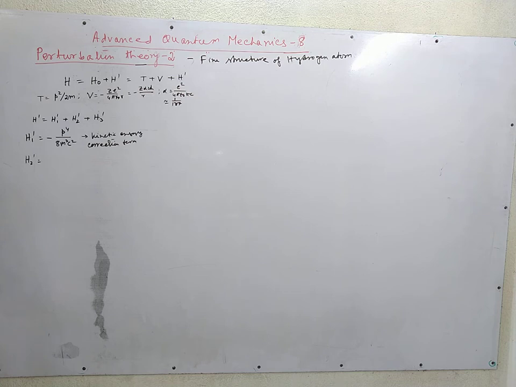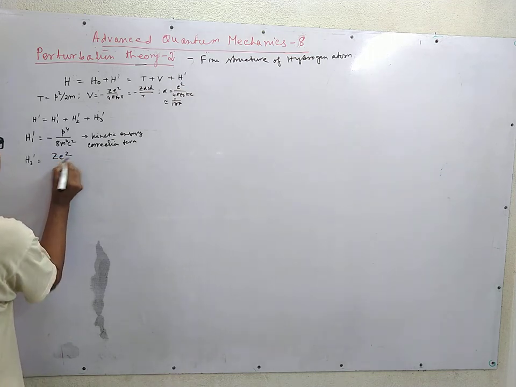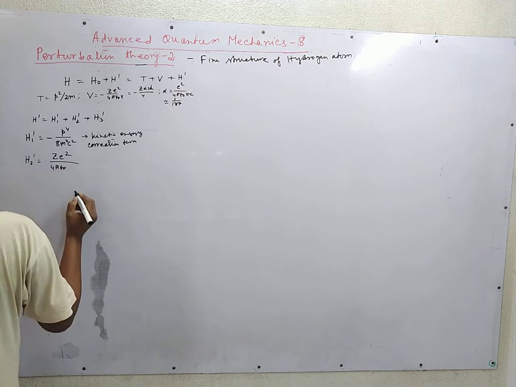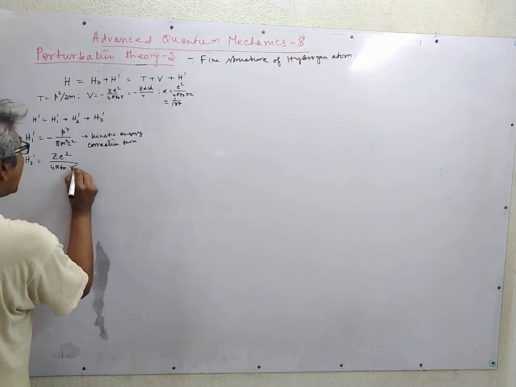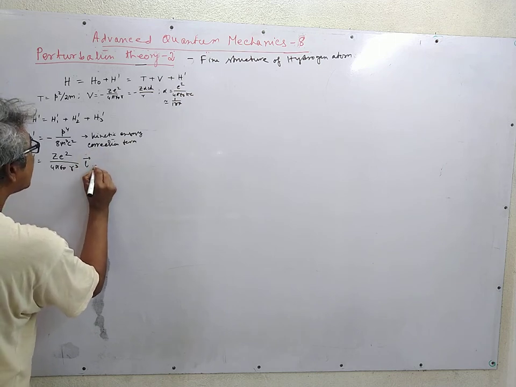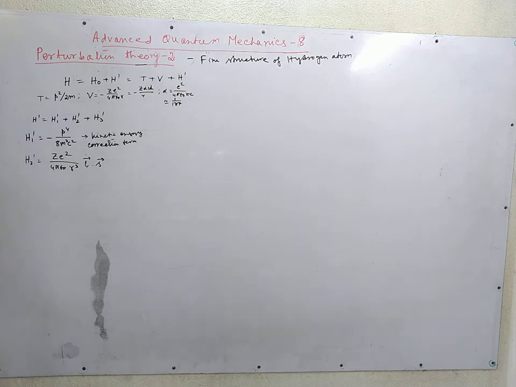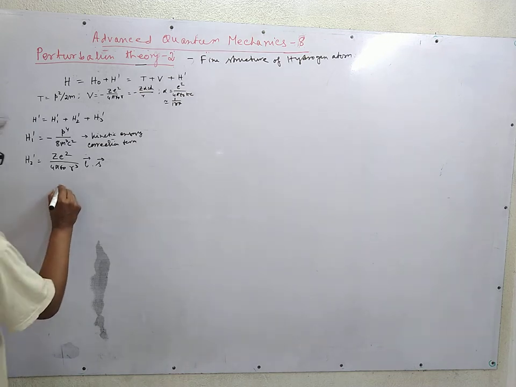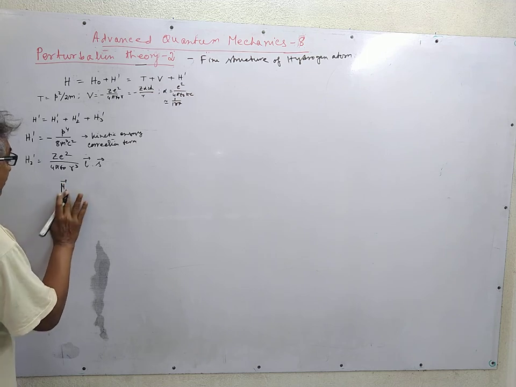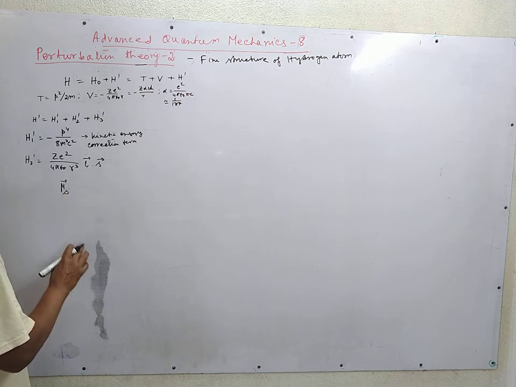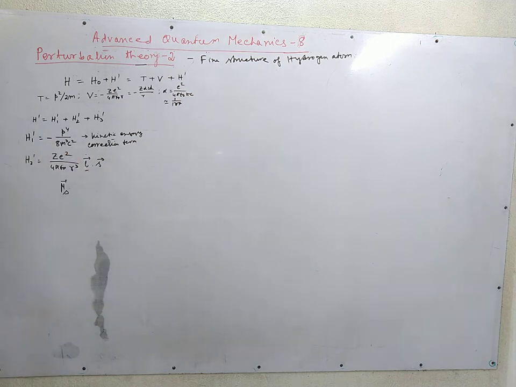Then comes the spin orbit interaction term, given by Z e square by 4 pi epsilon 0, 1 by r cube, L dot S. This term is originally known as the spin orbit correction term, or spin orbit energy. It arises due to the interaction of the electron spin dipole moment mu s of the electron, which interacts with the magnetic field produced by the orbital motion of the electron. So this is due to this interaction term.